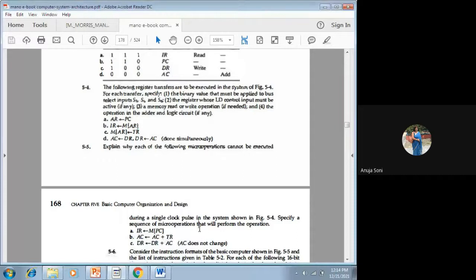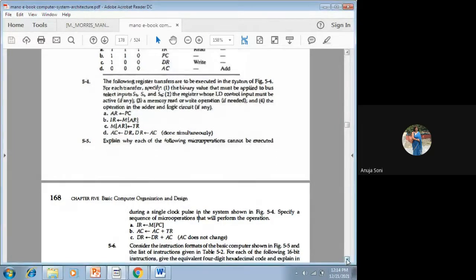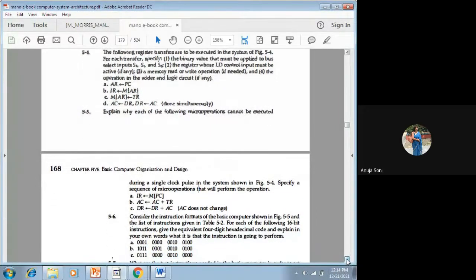Means first of all you have to write down yes or no. If yes, what is the reason? If no, what is the reason? And you have to justify your answer. And in case you are saying yes, then you have to show how it is going to happen. If you are going to say no, then also you have to show how it is going to happen. So part A.